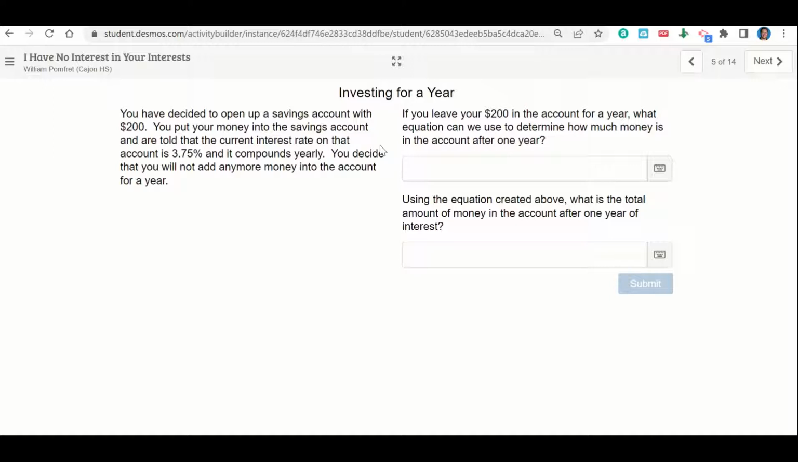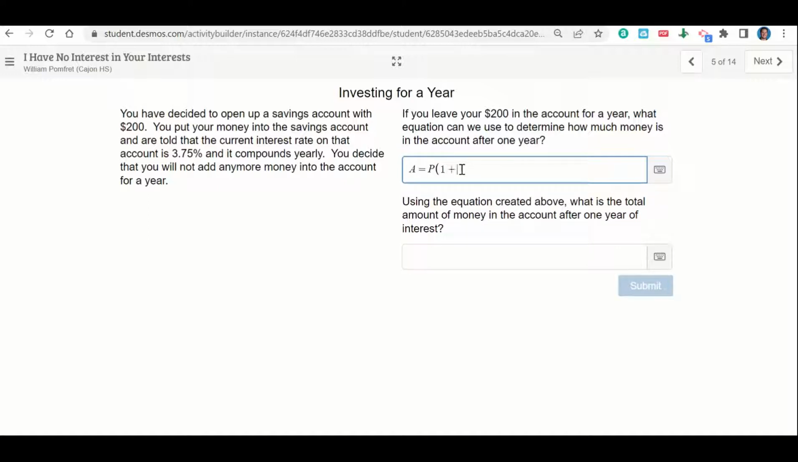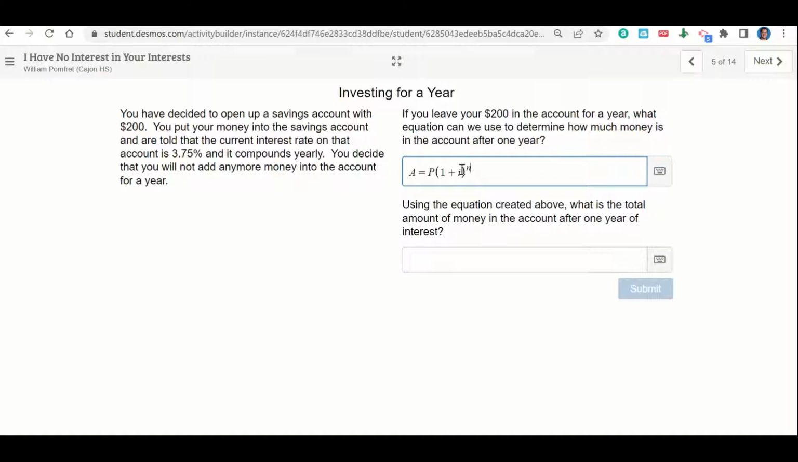You decide that you will not add any more money into the account for a year. So the first question says, if you leave your $200 in the account for a year, what equation can be used to determine how much money is in the account after 1 year? Well, we're going to use A equals P times 1 plus I to the n to solve this.